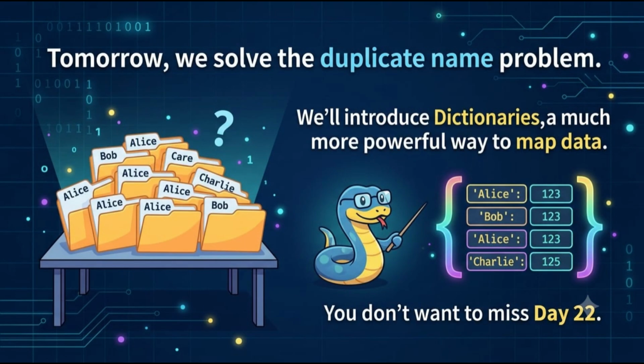Tomorrow, we solve the duplicate name problem. We'll introduce dictionaries, a much more powerful way to map data. You don't want to miss day 22.